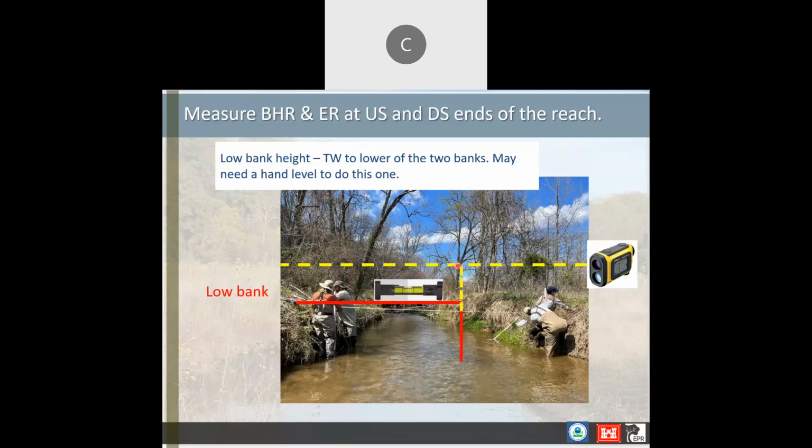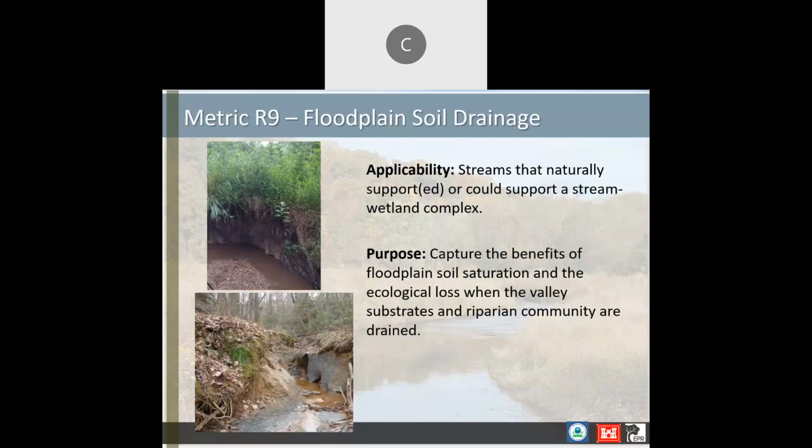And then either using a rangefinder or a tape to stretch, identify where in the floodplain that elevation hits ground, and use that to determine your flood prone width. All right, hey, my numbering is back on track. Okay, so those were metrics 7 and 8.